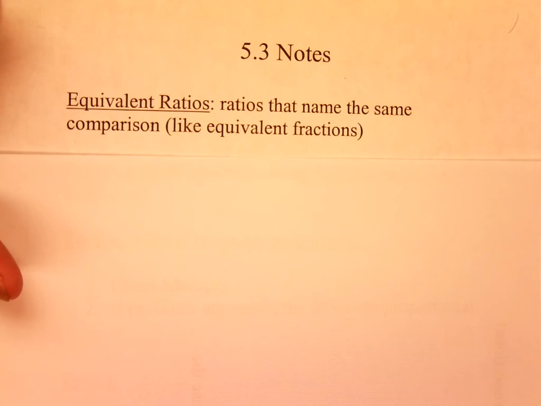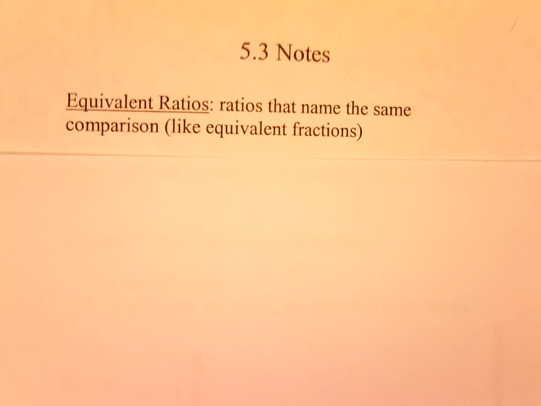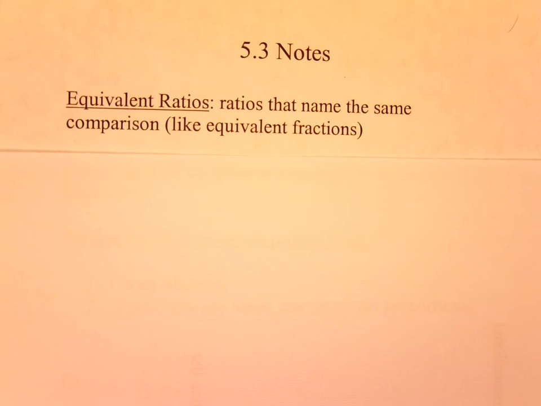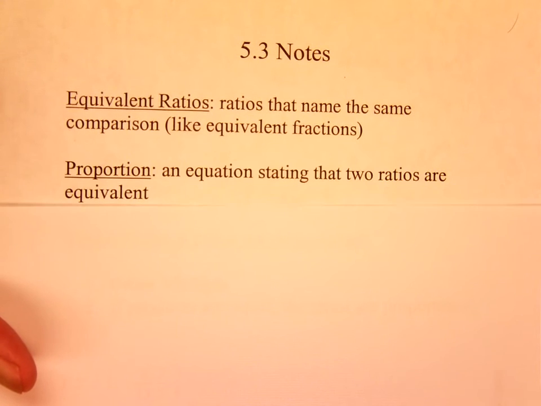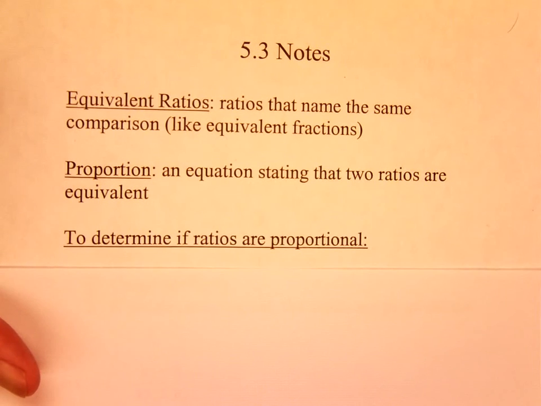Okay, so today's lesson is 5.3 notes, identifying and writing proportions. An equivalent ratio is a ratio that names the same comparison, like an equivalent fraction. A proportion is an equation stating that two ratios are equivalent. Here are your directions for your classwork and homework to determine if ratios are proportional.